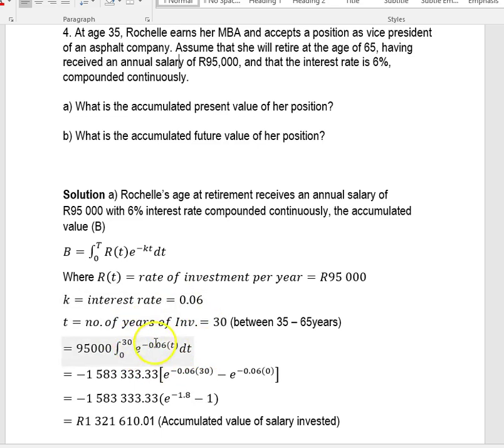So if I integrate that, don't forget the way to do that. You differentiate that, you divide by that. If I do that here, I've already omitted the step. If I divide by negative 0.06, it's going to give me this. So now after that, I substitute T as 30 and T as 0. If I do that, I have this. If I do this, I have that. Subtract the 2 with your calculator, multiply that. It's going to give you this. The negative will cancel out. So this is the accumulated present value of the investment.